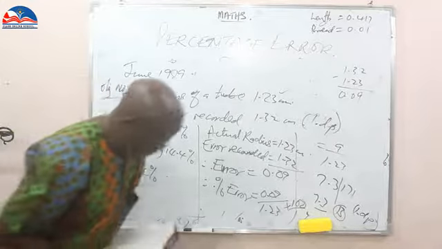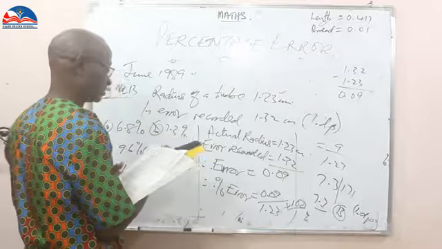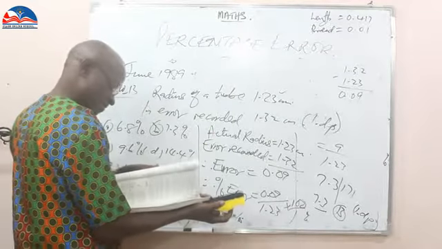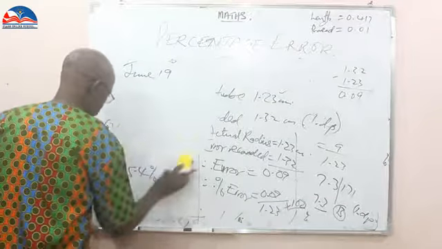Okay. Let's take another example here. This is 1992. What number is this?